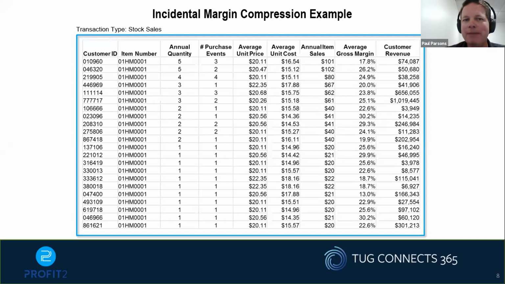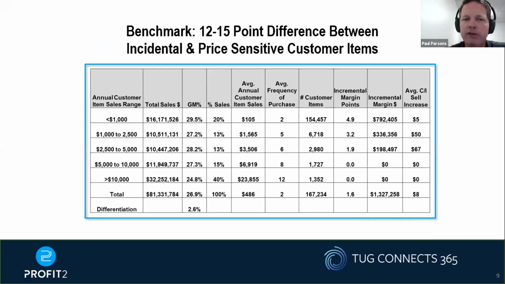So this is a very micro way to look at the pricing challenge. The big picture is on the next slide. So this is that distributor's 30,000 foot view. If you go to the bottom of this chart where it says total, it's an $81 million distributor where their gross margin is 26.9%. And we took those 167,234 customer item combinations and broke them up into 5 different ranges based on the total spend on that item to a customer over that 12-month period.